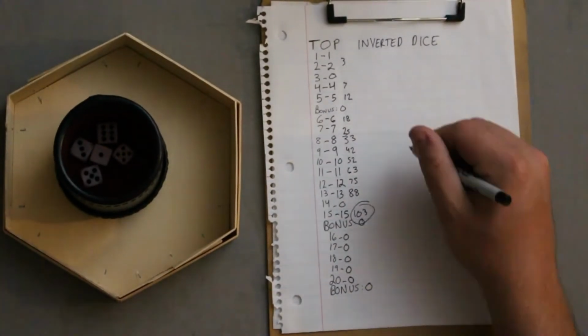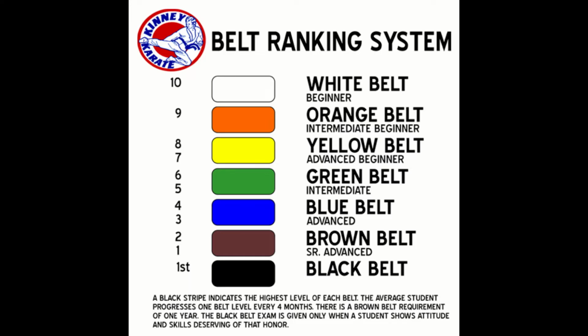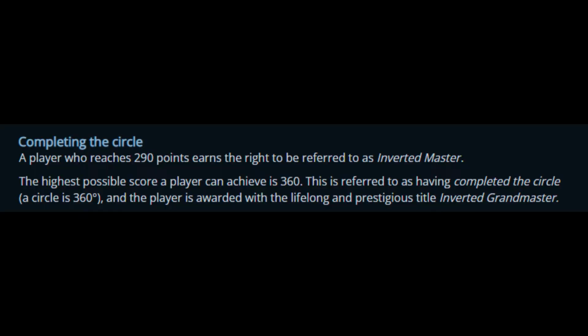And according to the creator of this game, there's a hierarchy of point scoring. If you get a specific amount of points, it'll be like going to karate class. Here it is here. If you get 290 points, you will be referred to as an inverted master. And the best possible score you can get is 360 points, which is completing the circle. So if you are able to do that, be very proud of yourself.